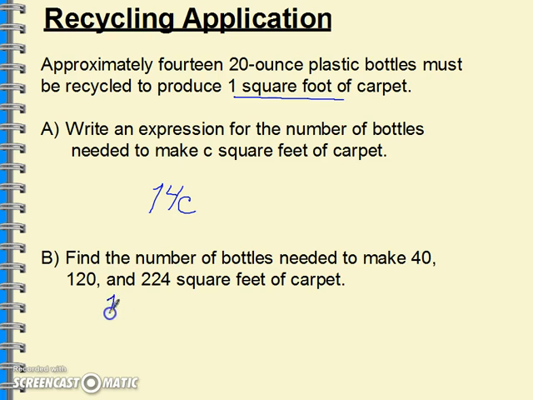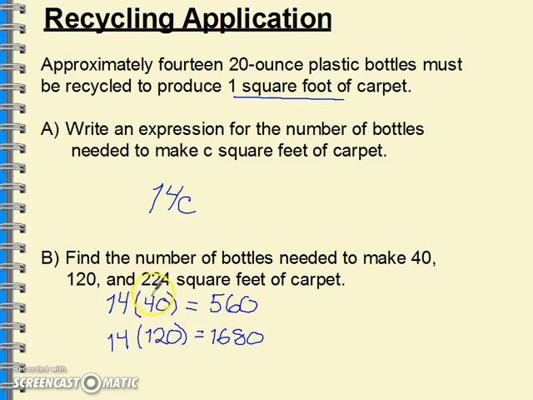We have 14 times, and we're going to substitute our c value for 40 for our first one. And 14 times 40 is 560. We have our second one. We have 14 times the value 120. Well, 14 times 120 is 1,680.